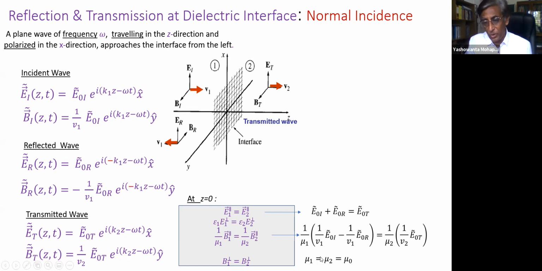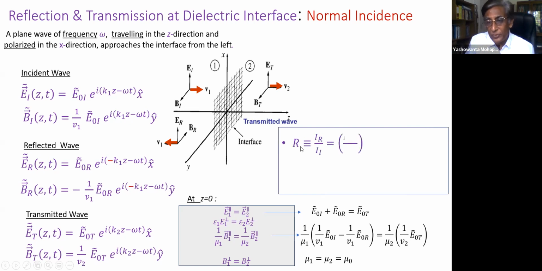It's not equal to, it's approximately equal to mu naught. Okay, and let's consider that. Once we do that, after that is simple algebra, you can obtain the fraction of the reflected energy, which is the intensity of IR divided by the incident energy. And that is simply proportional to the amplitude of EOR.